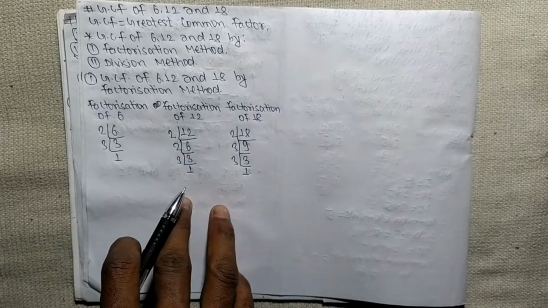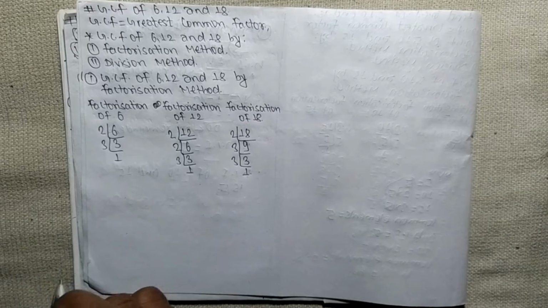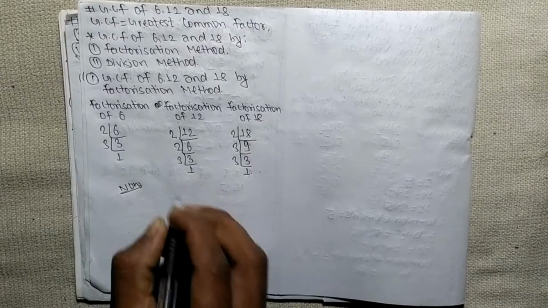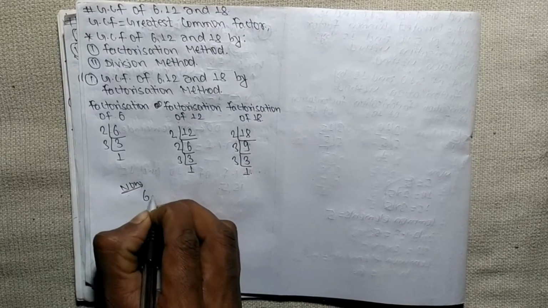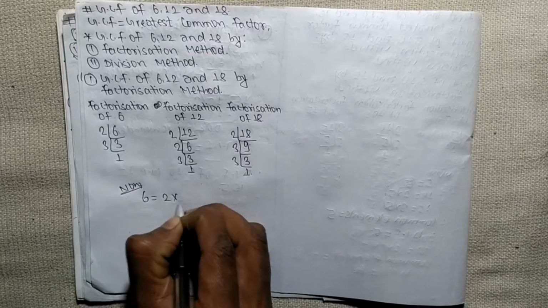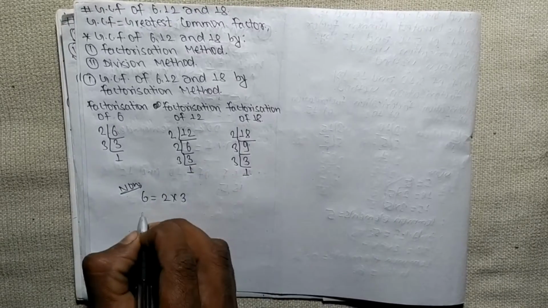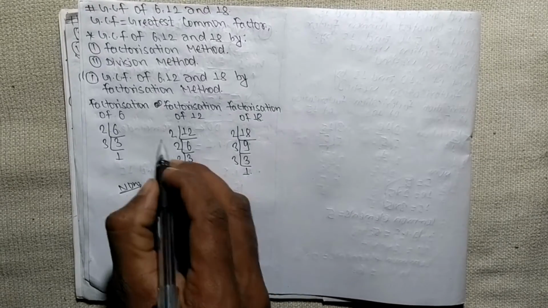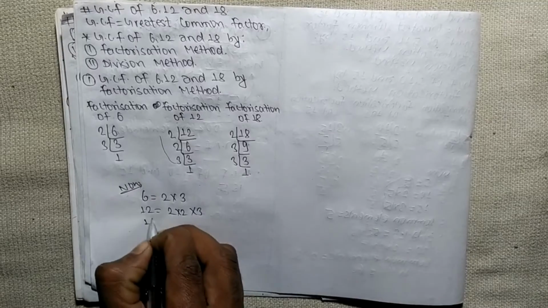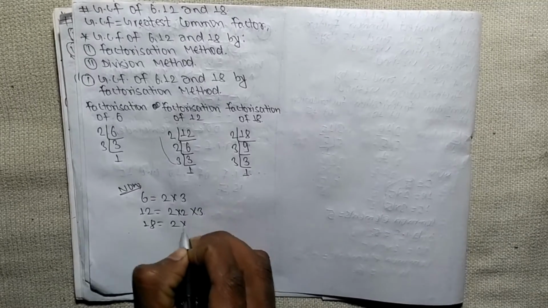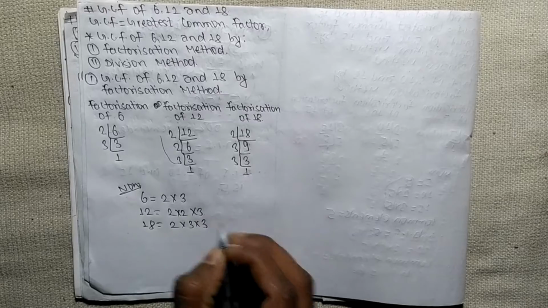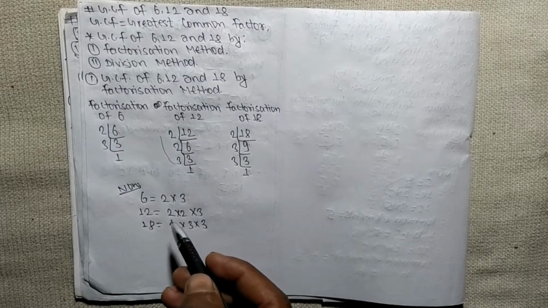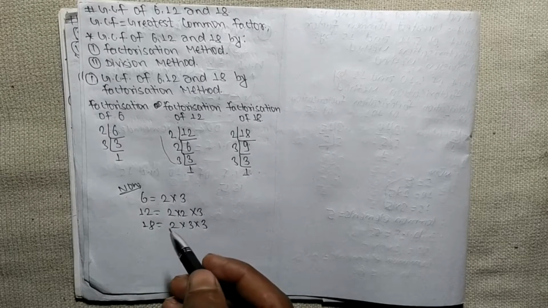So you have taken the prime factors of 6, 12 and 18. Now you have to write the prime factors of all the given numbers. Therefore we can write 6 is equal to 2 multiplied by 3. Similarly we can write 12 is equal to 2 multiplied by 2 multiplied by 3 from here. And we can write 18 is equal to 2 multiplied by 3 multiplied by 3. So we have written the prime factors of all the given numbers.